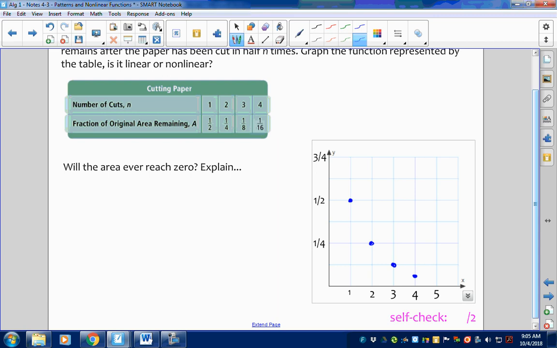So as we plot them, remember these are the x's up here, and these are the y's. It should be coming down, actually curving down.